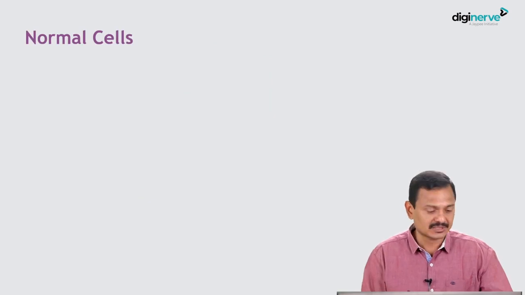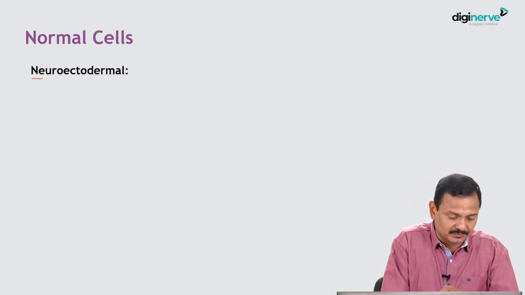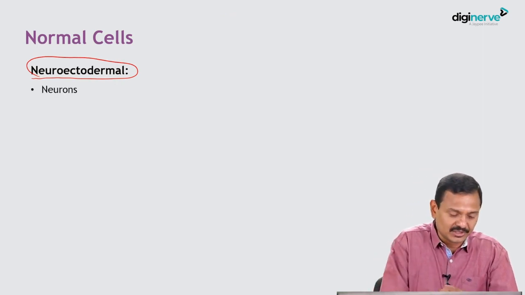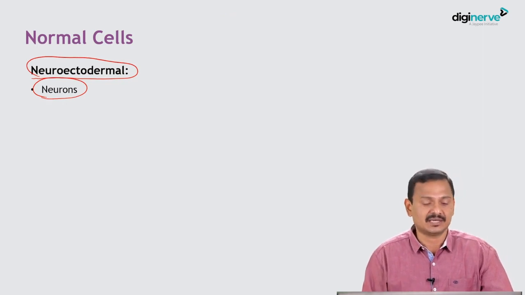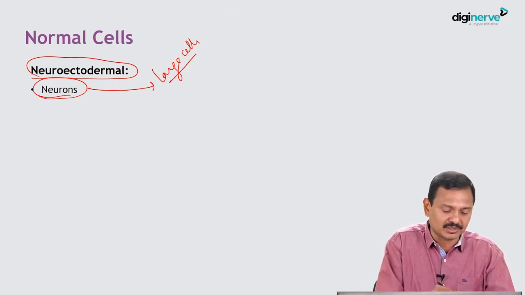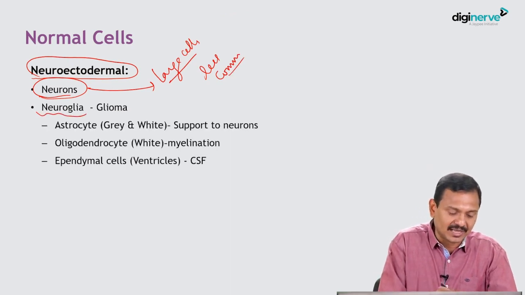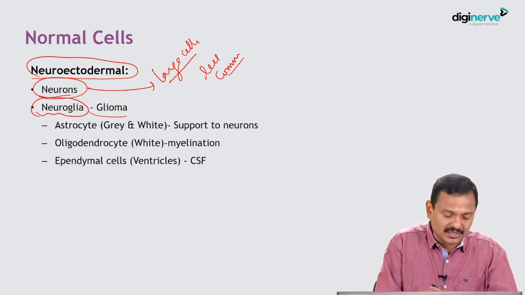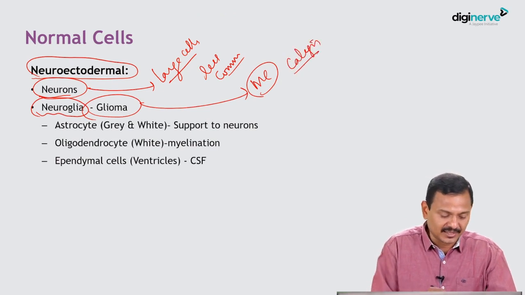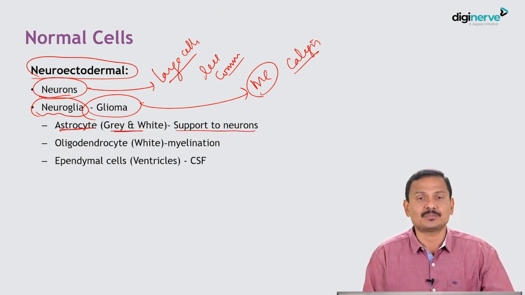So before we go to the tumors, let's have a note on the normal cells in the central nervous system. The cells are neuroectodermal in origin. The first and most common cells are neurons. They are large cells, but tumors coming from neurons are less common. The second is the neuroglia, and tumors coming from neuroglia are called glioma, the most common tumor category. Then there is the astrocyte, which is present in the gray and white matter, and its work is to support the neurons.